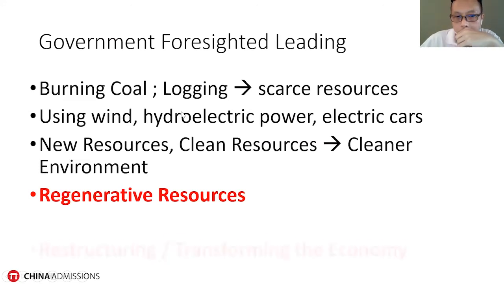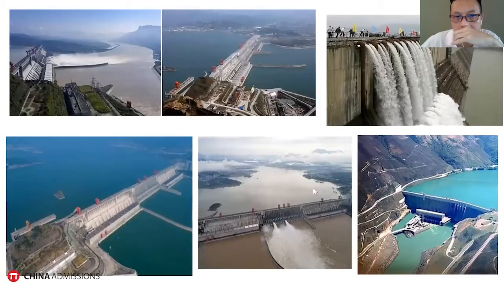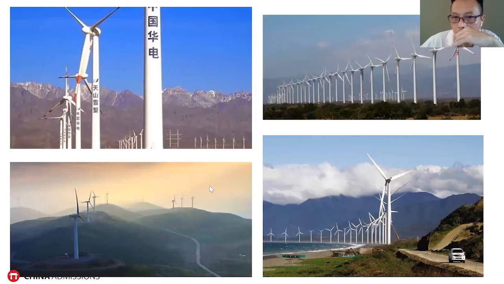What is restructuring or transforming an economy? So the example that I've illustrated, going to greener sources, is one aspect of restructuring an economy. Previously, an economy was relying on coal, on logging as its energy resource. So what can happen from that? What can governments do to improve? Okay, governments can instead switch to wind and hydro electricity.